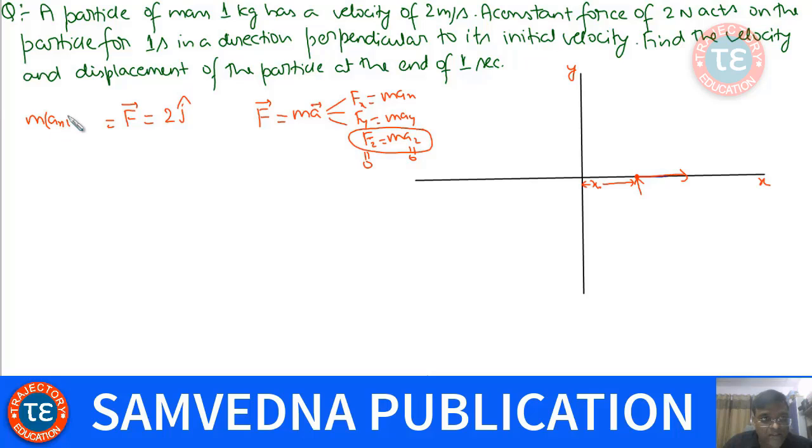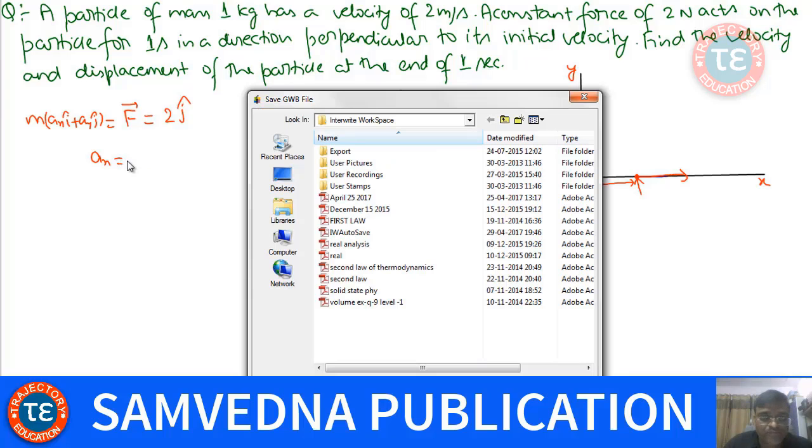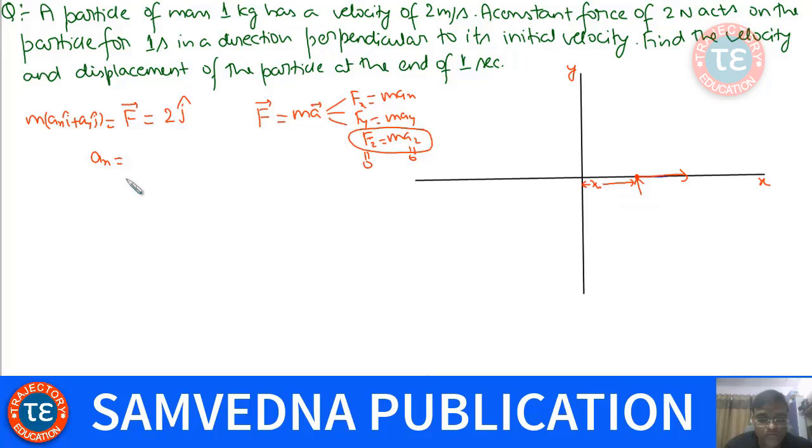See, this is equal to m ax i cap plus m ay j cap. So what do you find? If I split this equation component wise, what do I get? m ax is 0, m ay is 2. So from here you get that ax is 0.